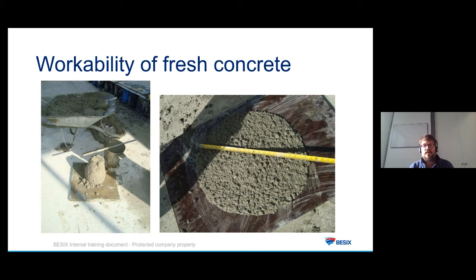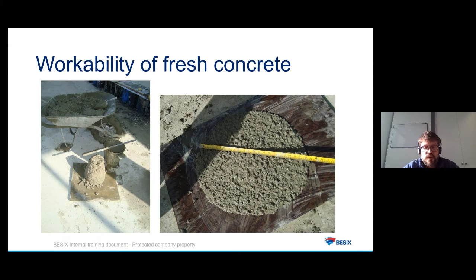But most of the time in big projects, you need to have a more flowable concrete, such as the one in the right picture. We can think that this might be a self-compacting concrete. I don't know if you have already heard about self-compacting concrete, but in this case, it's just a highly flowable concrete. You can see that it's exactly the same test, but it will spread a lot more. In this picture, we are not measuring the slump anymore. We are measuring the flow, which is the diameter of the spreading of the concrete.